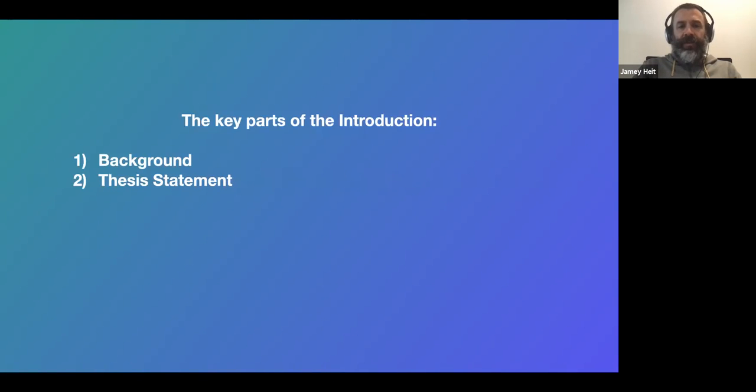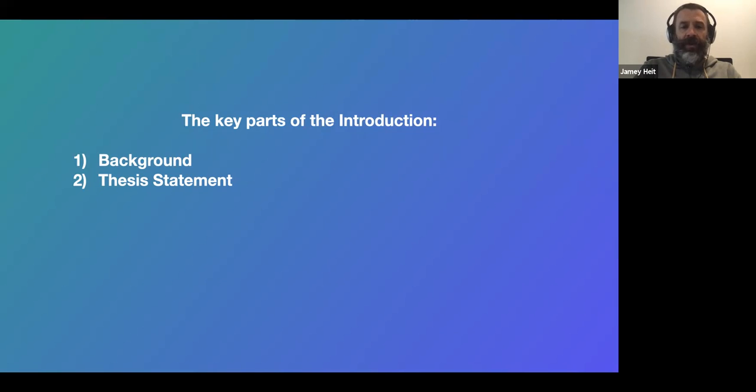So now let's get to the composition of the introduction. What should be included? Unfortunately, introductions are pretty straightforward. There's two key things that a good introduction needs. The first, as we just talked about briefly, is that background information. Set the stage. Let your reader know what to expect.